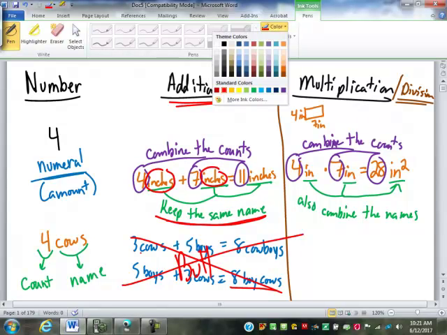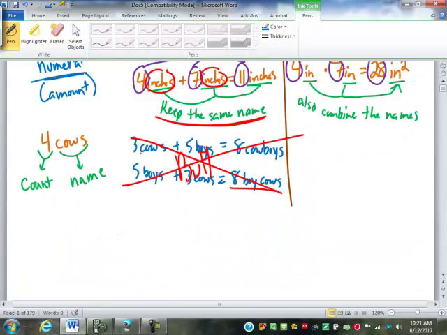Just like if I had measurements, like 7 feet plus 2 pounds. When I add 7 feet and 2 pounds, I'm going to get 7 feet and 2 pounds. They have different names. I can't combine them.